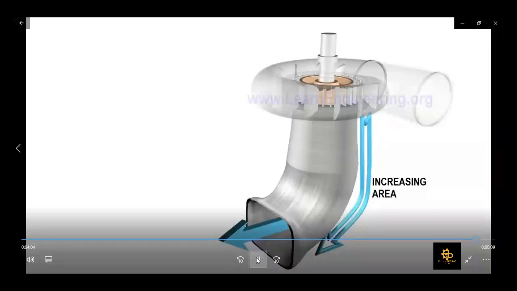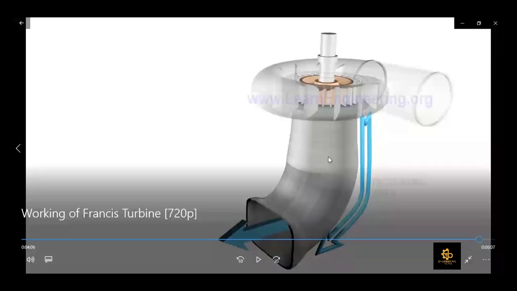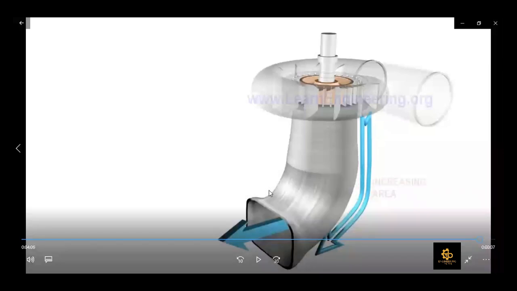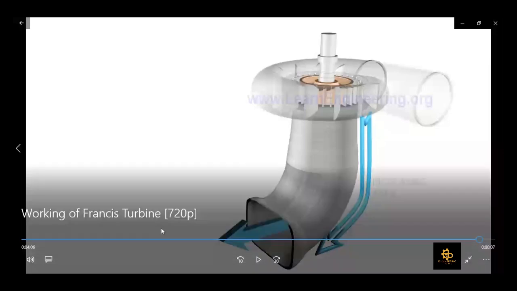So we basically put the draft tube to increase the static pressure at the outlet so that the possibility of cavitation can be reduced. That can affect the life of this whole assembly very much. So that's why we want to minimize the possibility of cavitation.